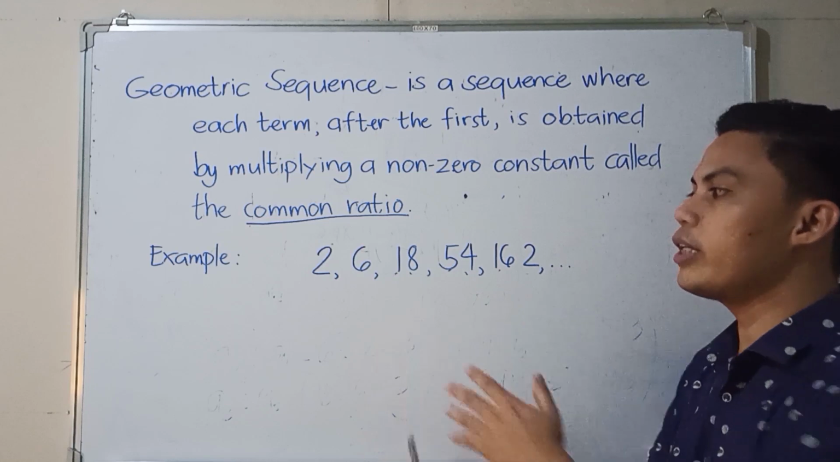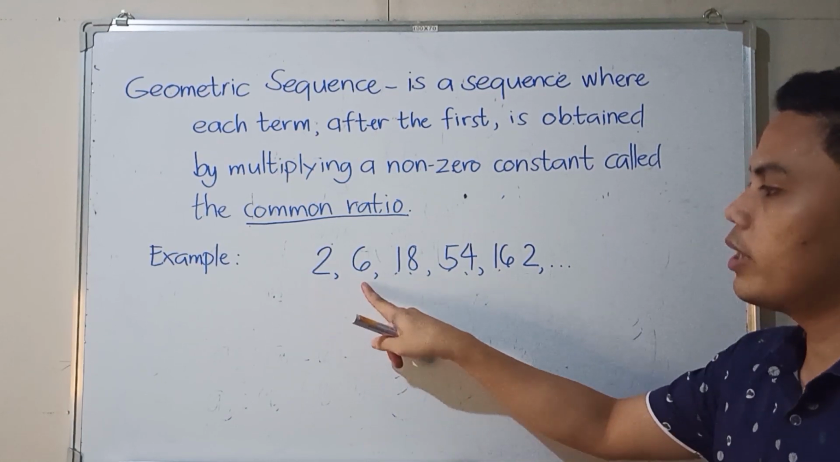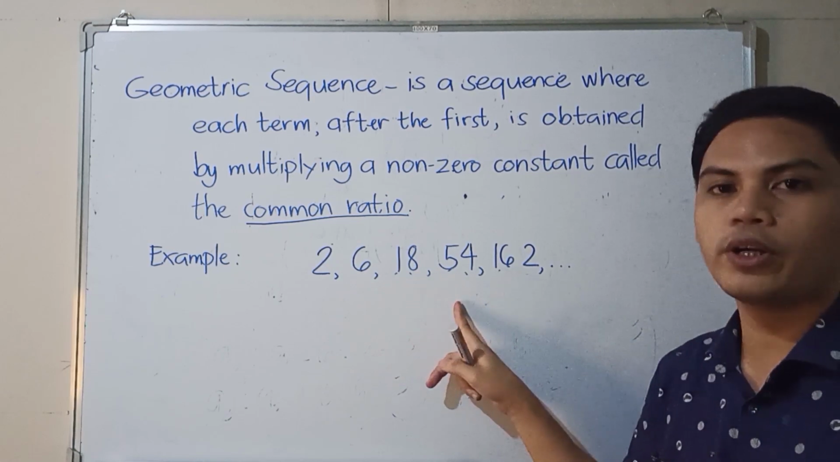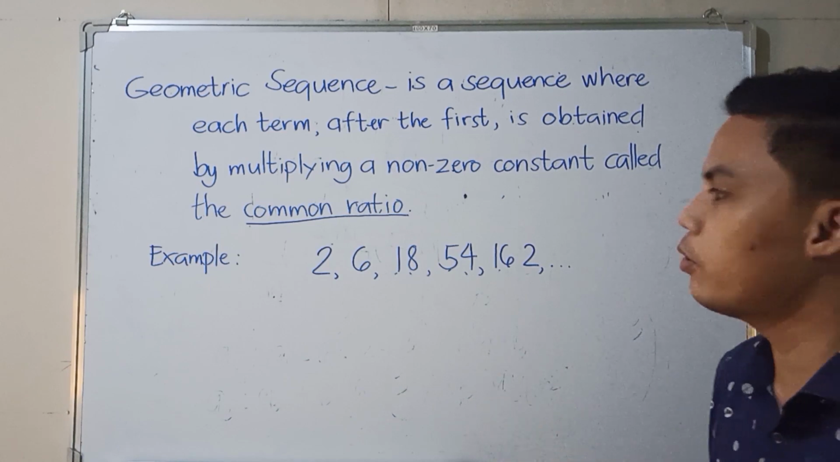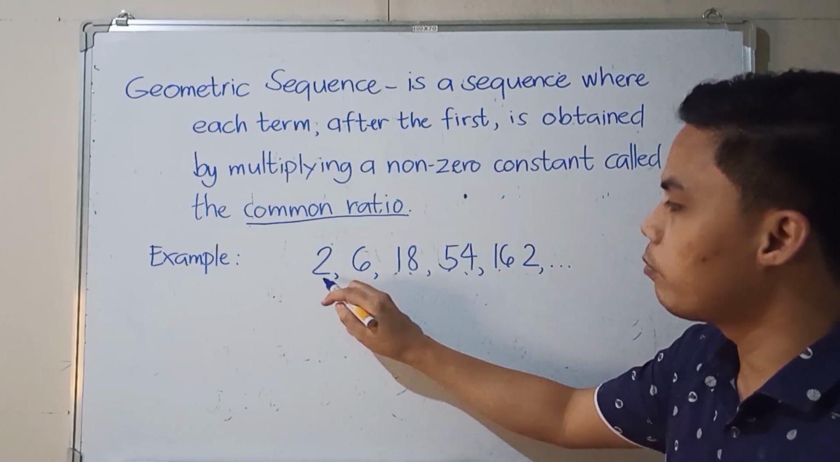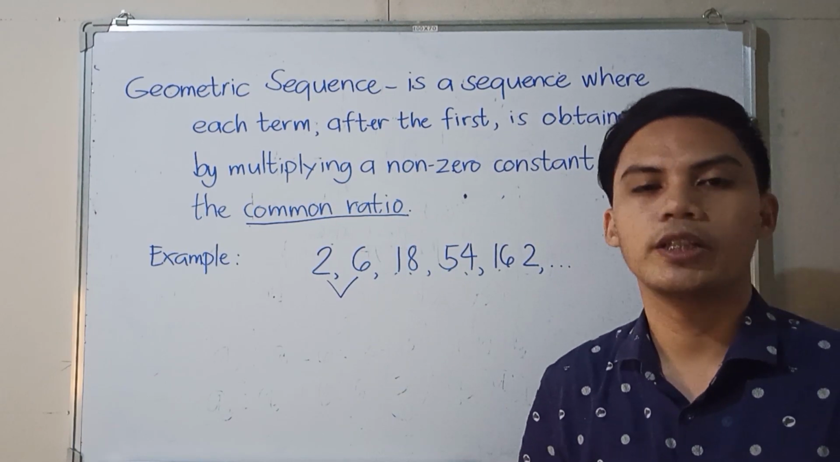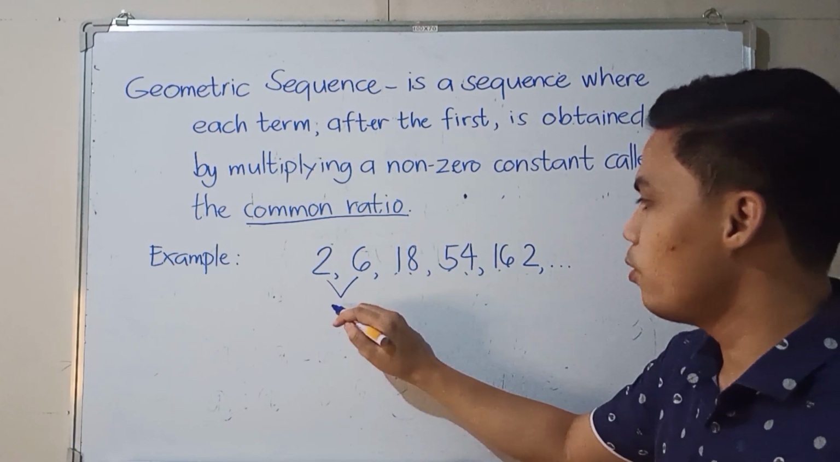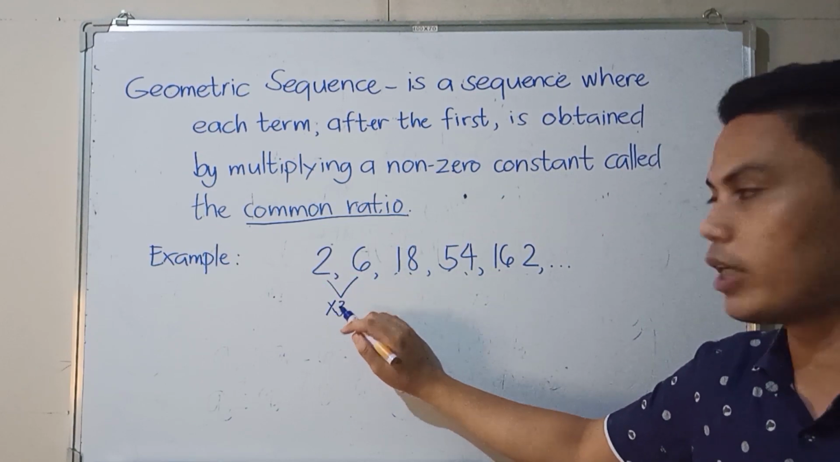Okay. Tignan natin yung example natin dito. We have the geometric sequence 2, 6, 18, 54, 162, and so on. Okay. Ano sa tingin nyo yung number na kailangan nating i-multiply kay 2 para makuha si 6? Okay. So, kailangan nating i-multiply si 2 by 3 to get 6.